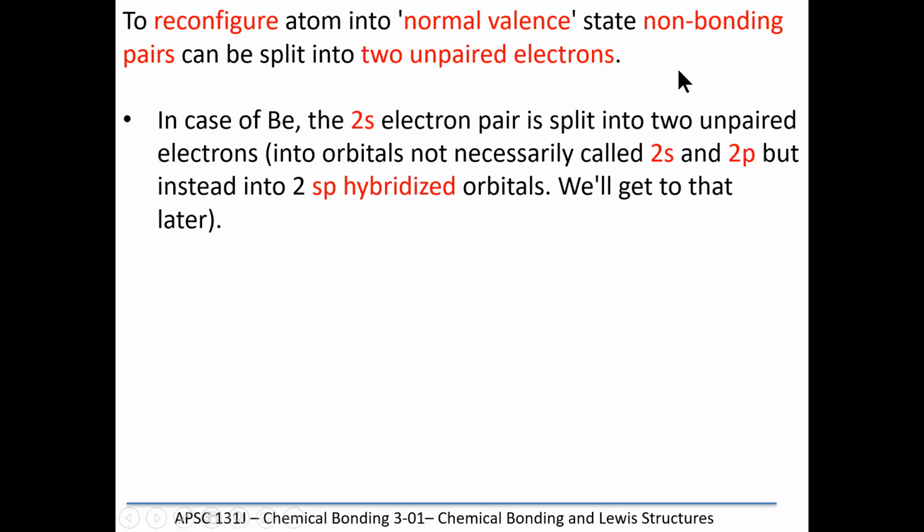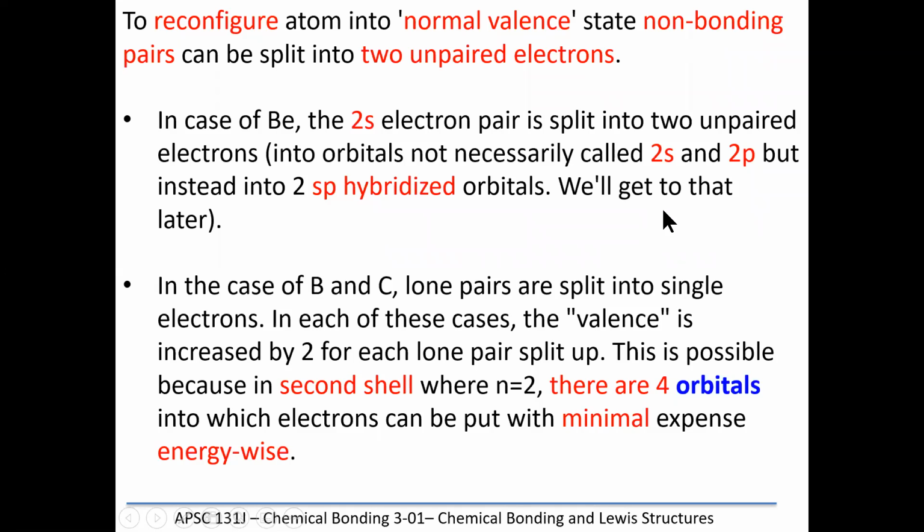Now, we can split sometimes the pairs of electrons that aren't being bonded. We can split them into individual electrons sometimes to create equivalent bonds. Now, in the case of beryllium, the 2s electron pair is split into two unpaired electrons, and they're not normally called s or p orbitals. They're called sp hybrid orbitals in a beryllium atom. In the case of boron and carbon, the lone pairs are split into single electrons. In each of these cases, the valence is increased by 2 for each lone pair split up.